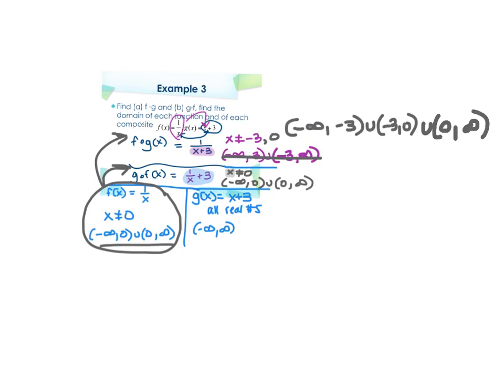So again, if there is a domain restriction on my initial function, that restriction has to carry down. So you might get a new restriction like we did when we do a composite function, but I also have to account for the very first one. For g of x, there was no restriction, so I don't have to worry about carrying it down. Does that make sense?